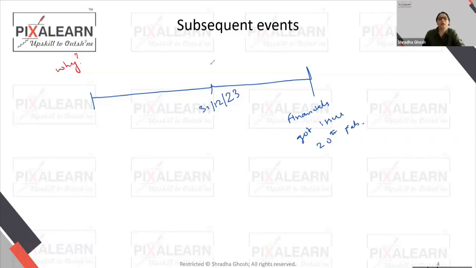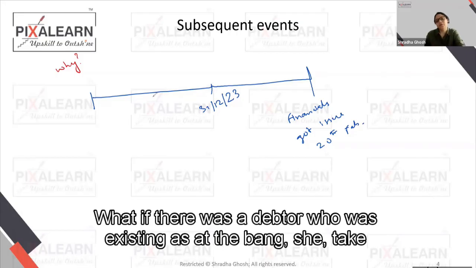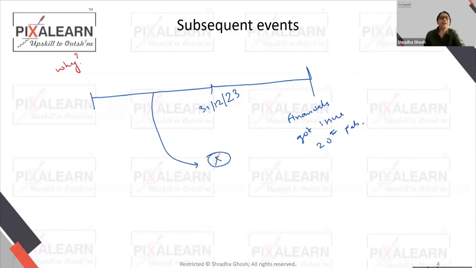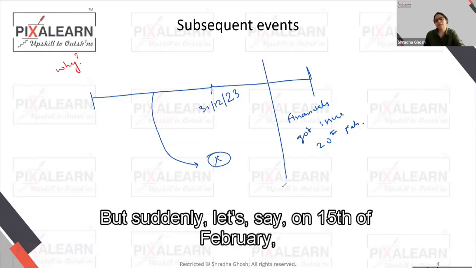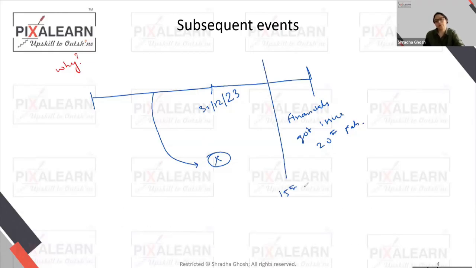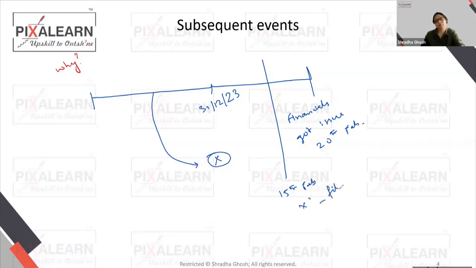Now, there may be a couple of examples. The best way to do this section is through examples. What if there was a debtor who was existing as at the balance sheet date? Let's say X. And X was having significant financial troubles, which we were all aware of. But suddenly, let's say on 15th of February, X filed for bankruptcy.